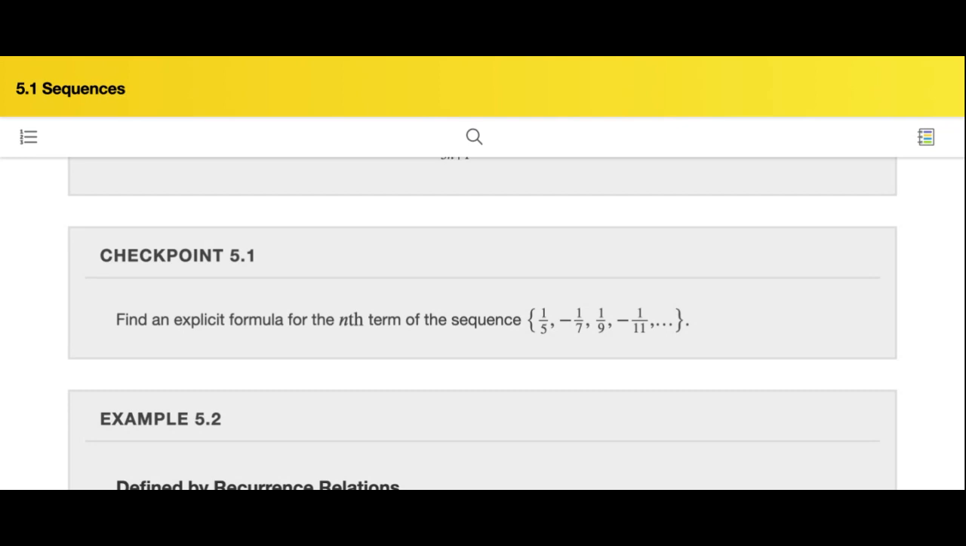Zachariah has denominator 2n plus 5. -1 raised by n, that's fine. That's right. Zachariah, check your denominator. You see the first n starts with 1, right? So 2 times 1 will be 2. 2 plus 5 will be 7. Your first term will be 1 over 7. So how do you fix that?